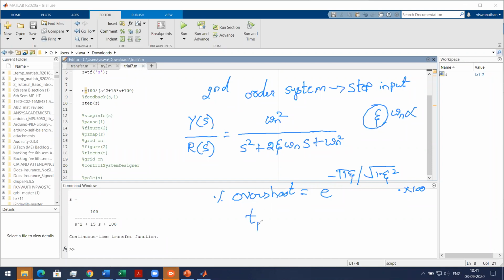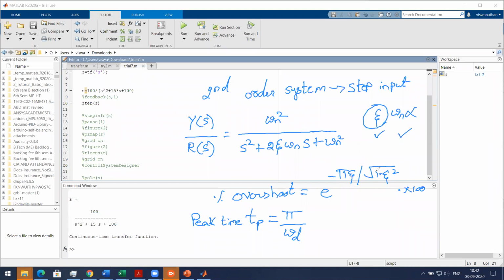And then the peak time, I call it TP, is pi divided by omega d. This is called the peak time. Peak time means you get a peak, no? The time taken to get the first peak is the peak time. So this is pi divided by omega d. Is it dependent on zeta? Yes, it is dependent on zeta. Is it dependent on omega n? Yes, it is also dependent on omega n.